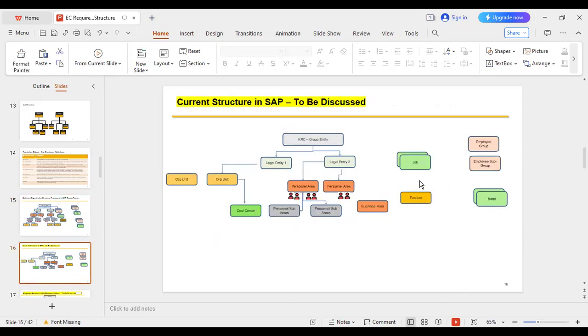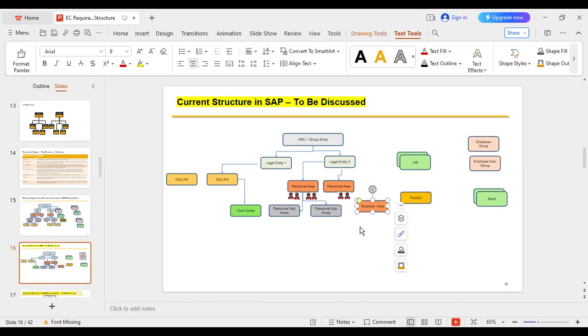But suppose the current structure in the company is like this. Okay, the company is having legal entity, org unit, and personal area. Farah, you were asking about this. So in this way, SAP HCM is having the structure with personal sub areas, personal area, all these things. We need to ask them that this personal area is basically the division. Personal sub area is the department. We need to make it very clear that business area is the business unit there.